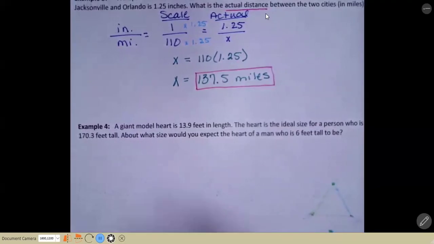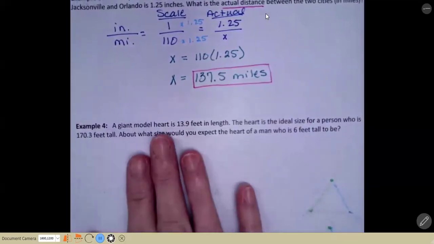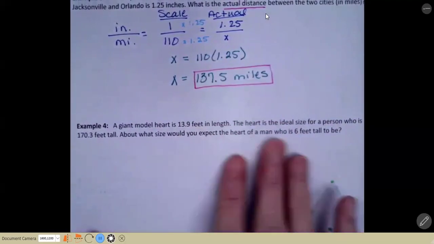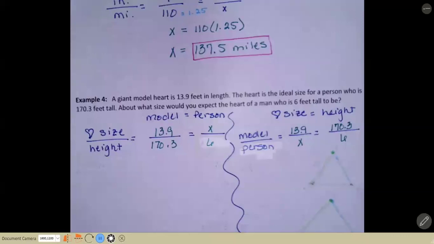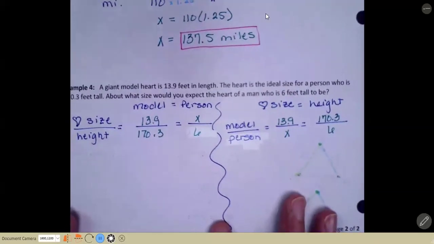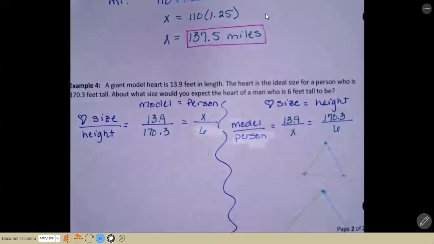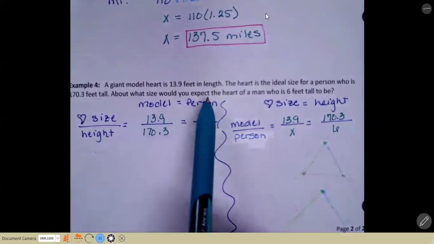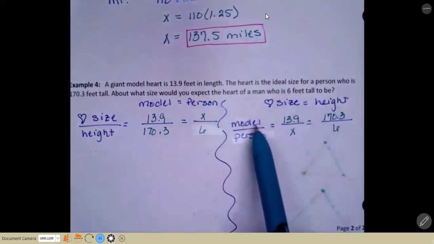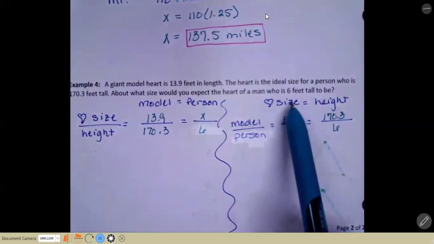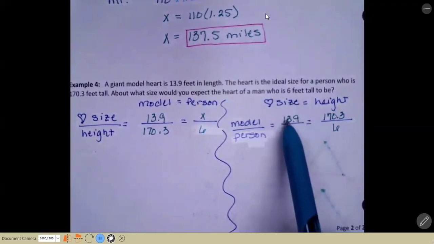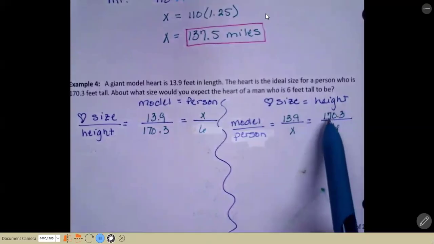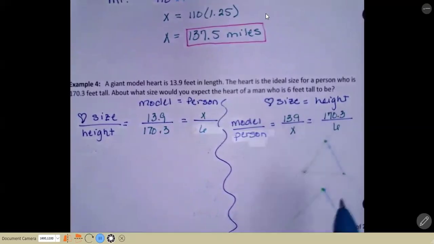All right. So what I want you to do with your partner is try to figure out how to set up this proportion, and then we'll come back and check before you solve. So go ahead and do that now. These are the 2 different ways that you could have set up the problem. You could have done the model heart over height and the person heart over height, or you could have done the size of the heart, which is 13.9 over x, and the height 170.3 over 6. Either way, you're going to get the same answer.